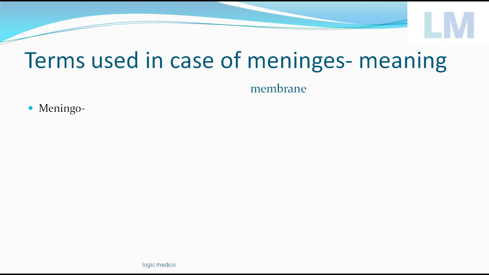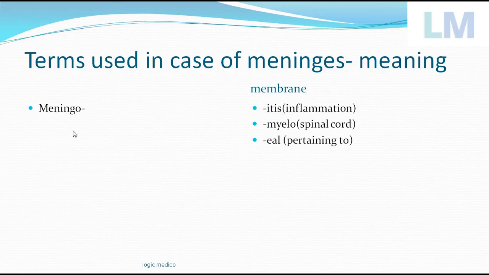So if these are the mothers, who is the baby? The brain is the baby. So meningo refers to membranes which cover the brain. Meningitis: itis means inflammation, so meningitis is inflammation of the meninges. Inflammation of the meninges and the spinal cord is called meningomyelitis. Myelo refers to spinal cord because the spinal cord has a rich amount of myelin sheaths. Meningeal is just an adjective. It means pertaining to or referring to meninges.